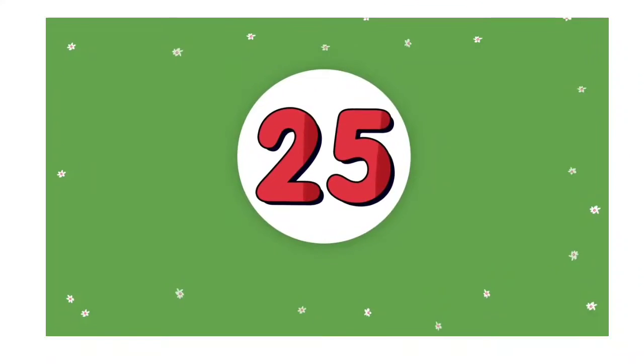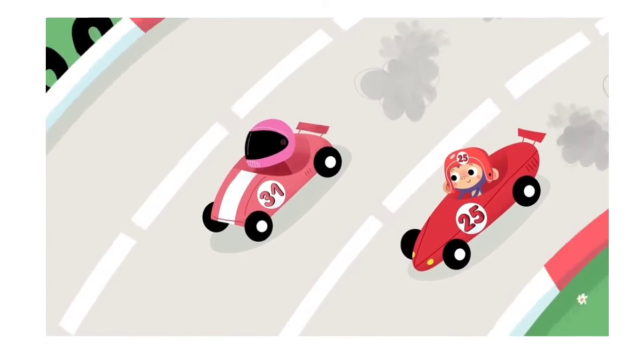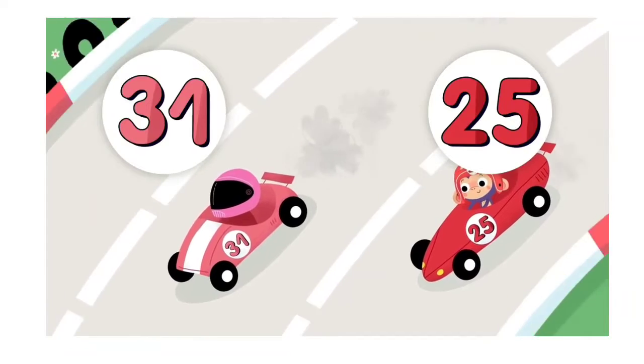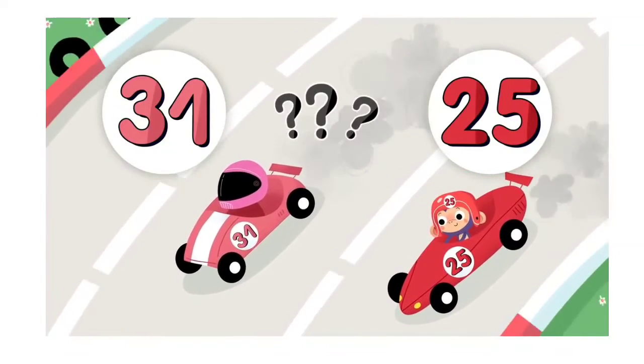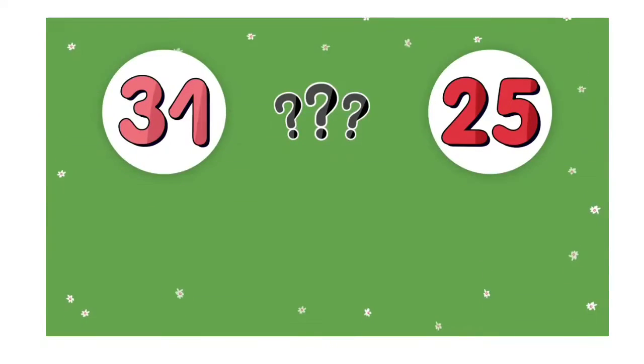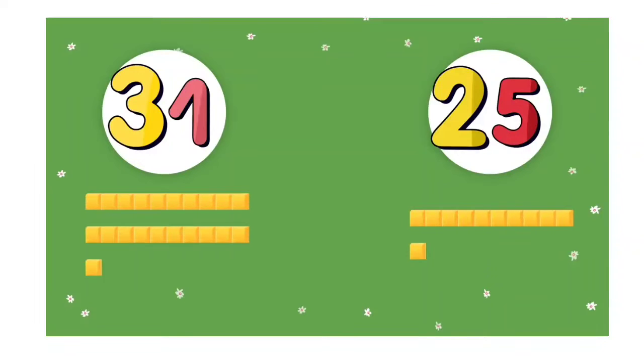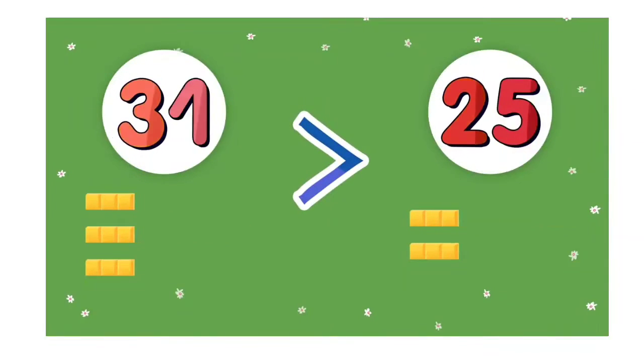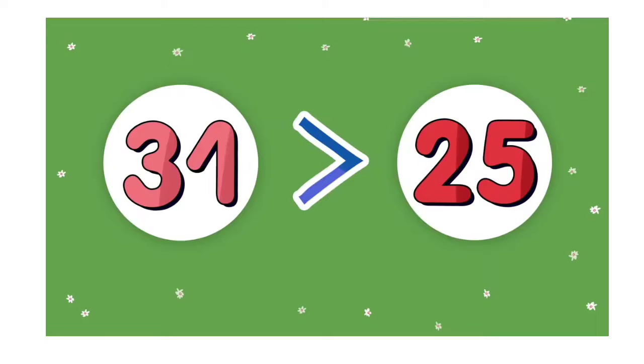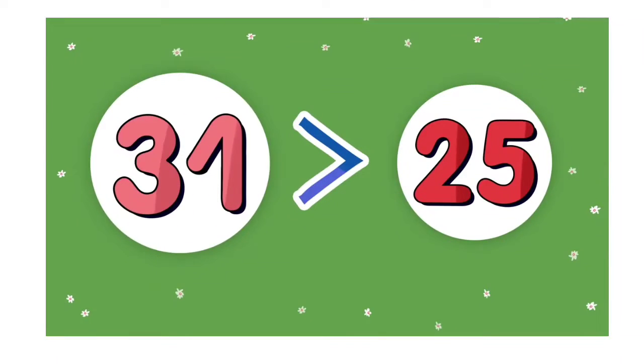Nice job. There's one of the race cars now. What number is it? Is 31 greater or less than 25? Both 25 and 31 have numbers in the tens place. See? We see that 3 is greater than 2. That means that 31 is greater than 25. We put up the greater than sign with the small pointed side facing the smaller number. So the sign would look like this.